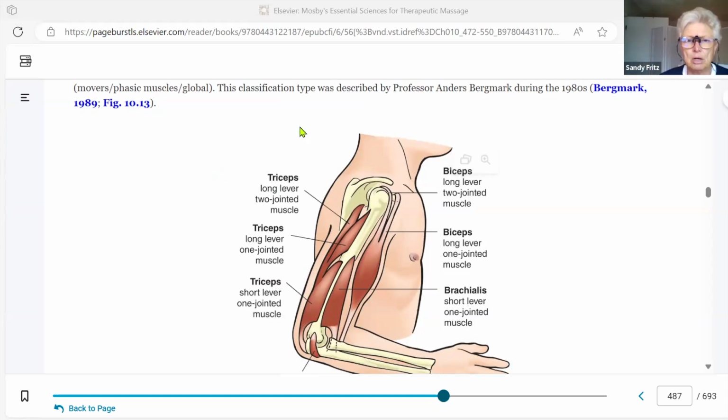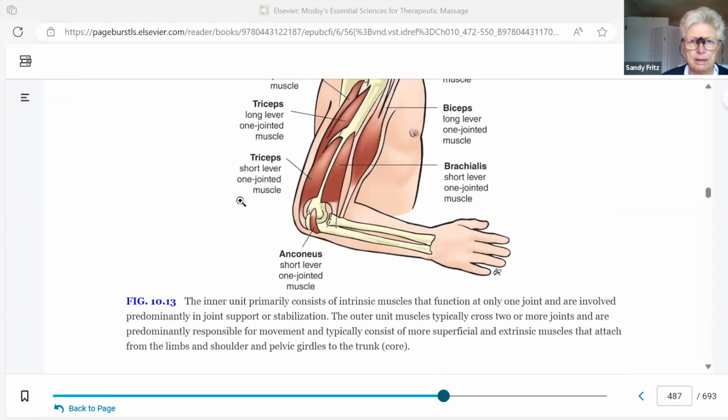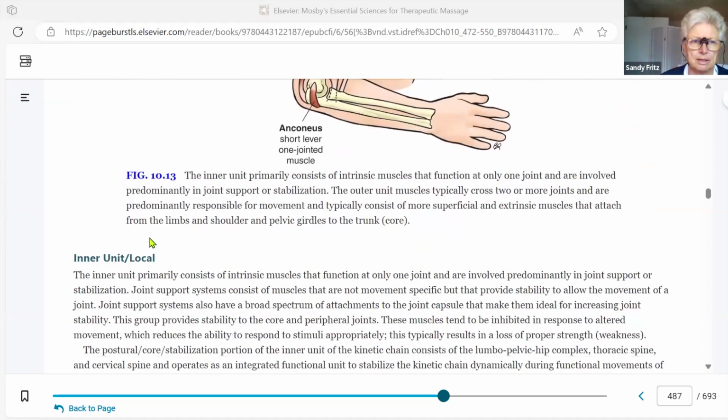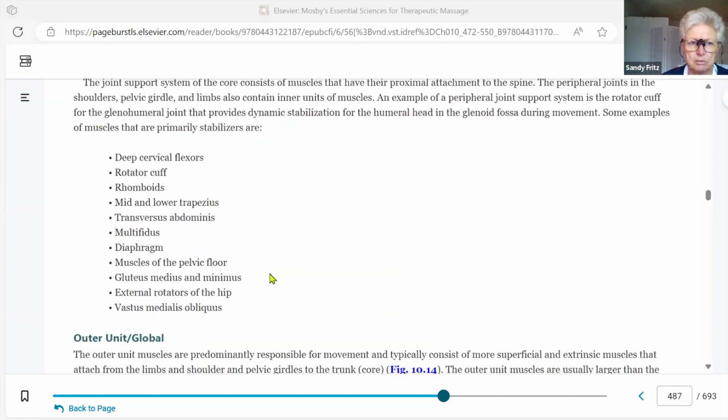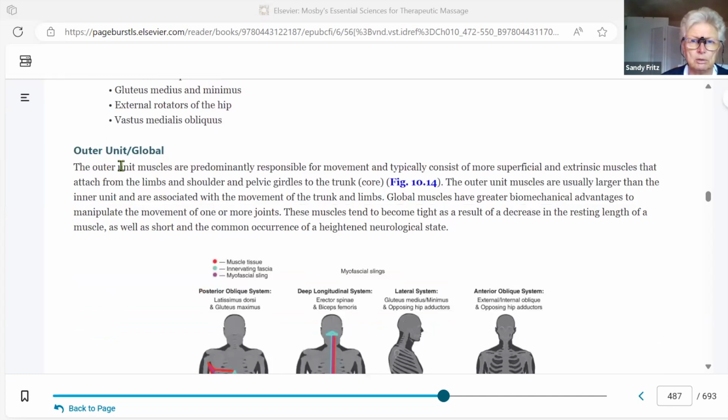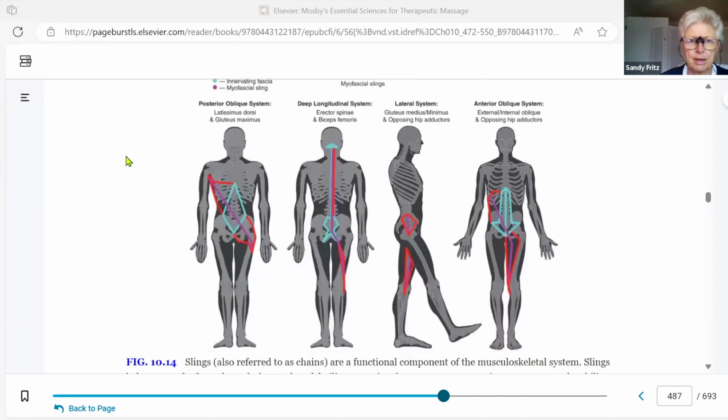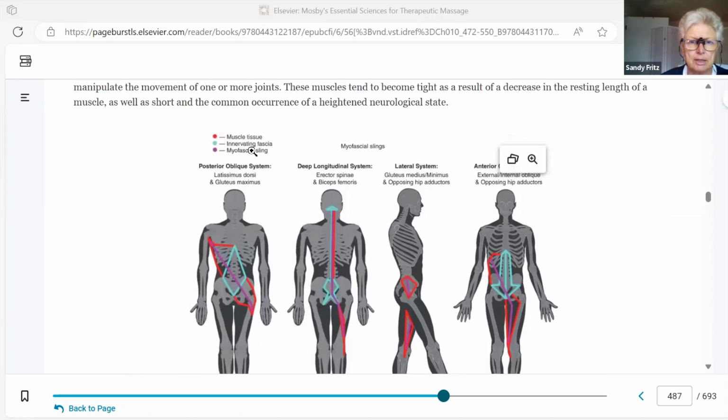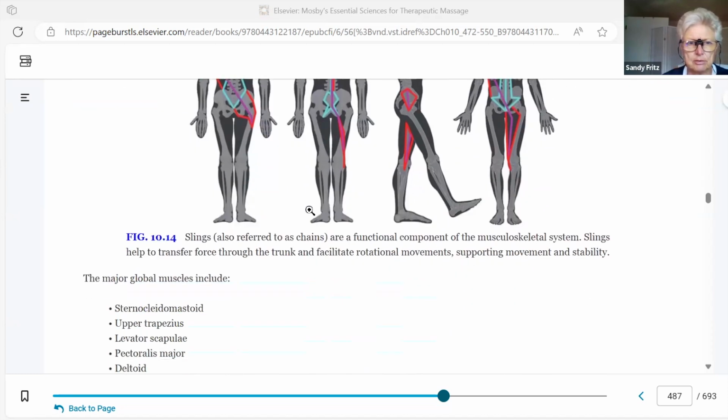onto the torso, and how that can be described as an inner or local unit if it crosses one joint. It gives you muscles that do that. And then global units, where the muscles and structures tend to cross two joints and interact with a more complex movement that involves more joints than just one local area. This schematic here gives you just a little bit of an idea of those types of interactions.